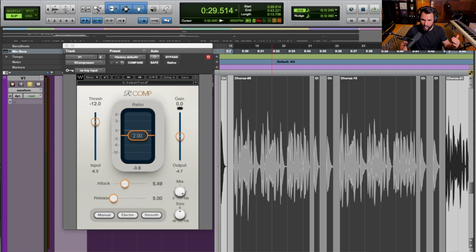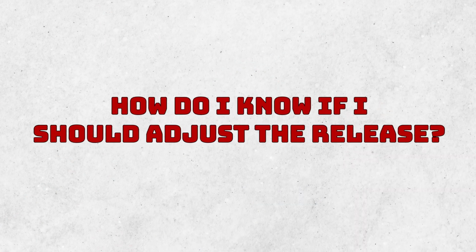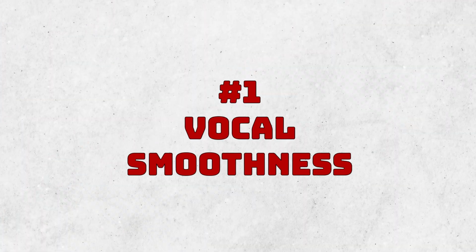It's still on the quicker side, however, it's more transparent than where we started, and you can see we're still achieving some gain reduction and more control, but a little bit less so than where we first started with that very fast attack. So now we can evaluate the release setting. And similar to before, you may be asking yourself, how do I know if I need to adjust the release at all? I think there's 2 main indicators we should listen for that'll help us know if we need to adjust the release. And the first one is vocal smoothness.